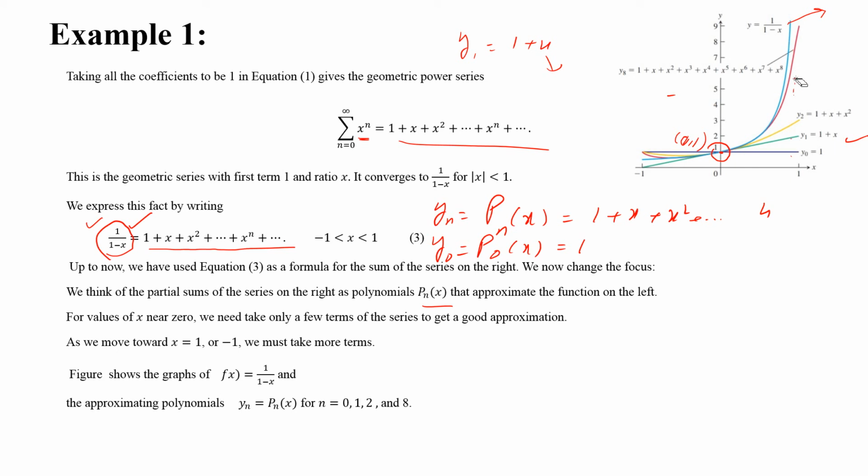Now as we increase the degree of the polynomial, that is, we increase the value of n, we can see that the graph of the partial sum is quite close to the exact graph of the function. So this is what we conclude: for values of x near 0, we need to take only a few terms of the series to get a good approximation. But as we move towards x equal to 1 or x equal to minus 1, we must take more terms in order to have a good approximation. So we can observe this from the figure.